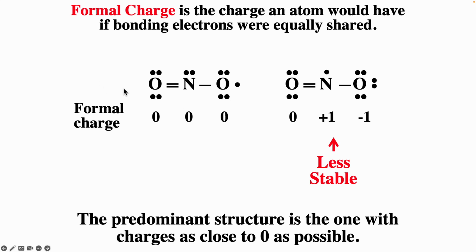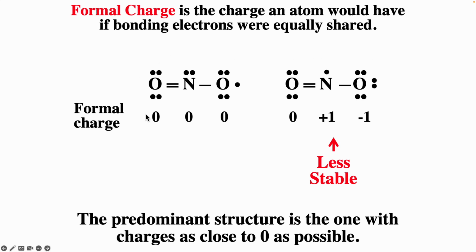And so if we calculate the formal charge, here oxygen is 6 minus 6, which is 0. Nitrogen is 5 minus 5, which is 0. The other oxygen is 6 minus 6, which is 0. And so this one on the left has all 0 formal charges. In the other structure, oxygen is 6 minus 6, 0. Nitrogen is 5 minus 4, which is +1. And the last oxygen is 6 minus 7, which gives us a -1.